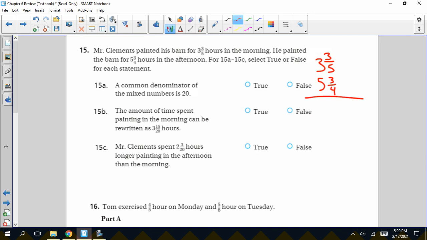the afternoon. The question A says a common denominator of the mixed numbers is 20. Well, if I counted by 4s and I counted by 5s, could they both turn into 20? 20 would be the least common denominator, so that does work. So that is a true statement.